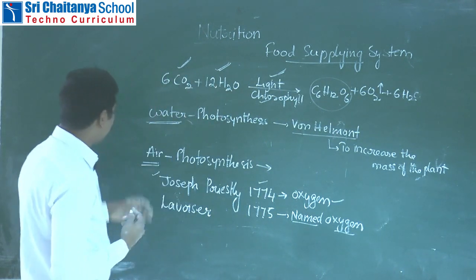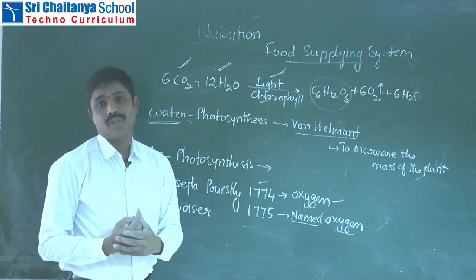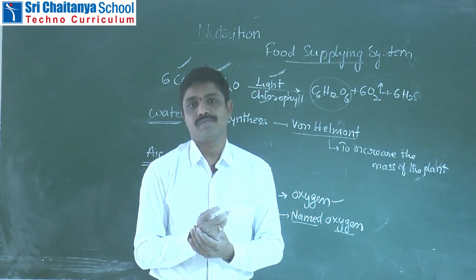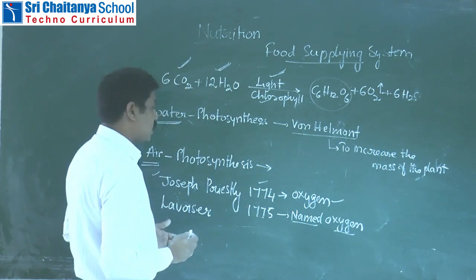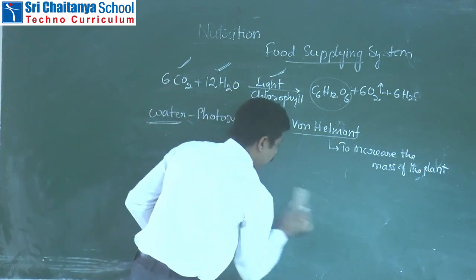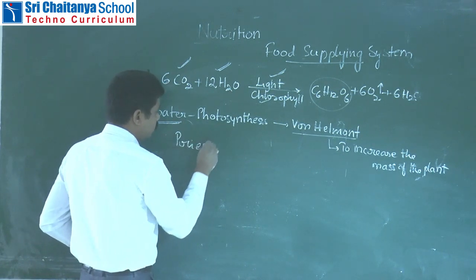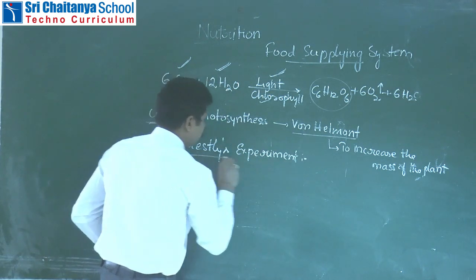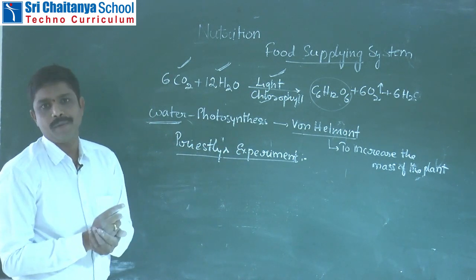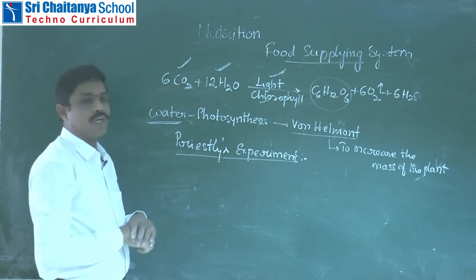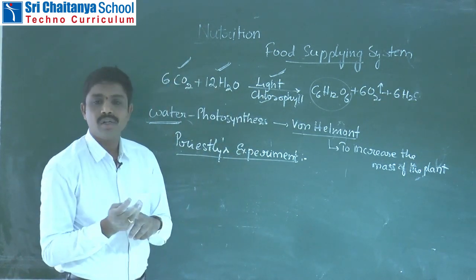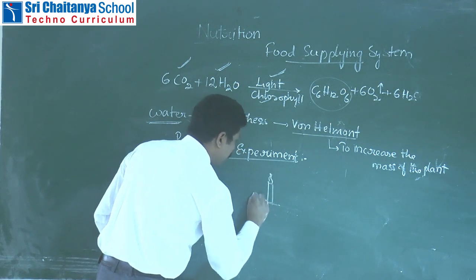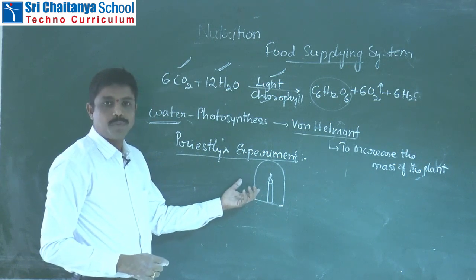Joseph Priestley said one important thing, that air is essential for the survival of living organisms. He proved that by conducting an experiment, the bell jar experiment. He used a candle, a mouse, a mint plant, and a bell jar. First, he lighted the candle and kept it in a bell jar, but after some time the light went off.